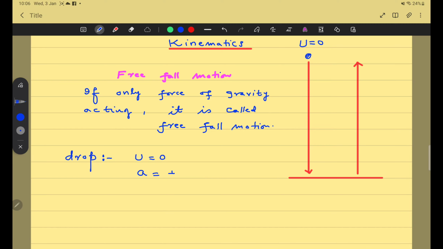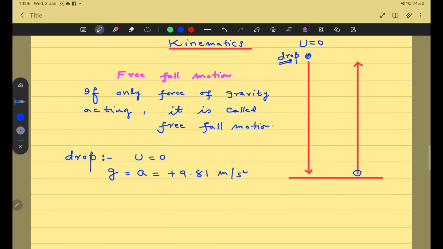So acceleration is considered positive, and this acceleration is always 9.81 meter per second square. This acceleration is known as acceleration due to gravity. That is why it is denoted by small g. When an object is dropped, the initial velocity is zero and acceleration is considered 9.81, and it is positive.